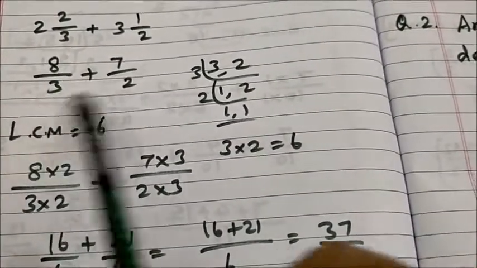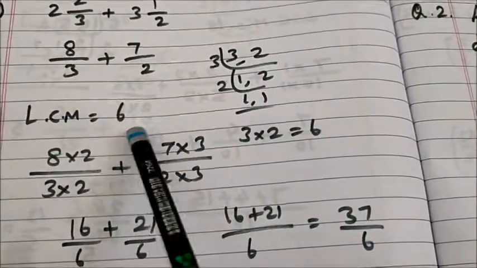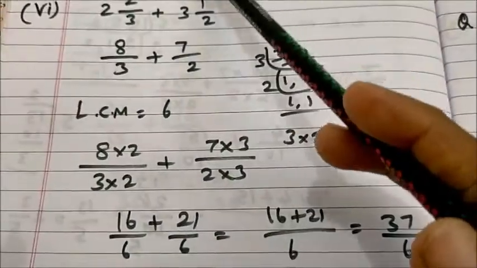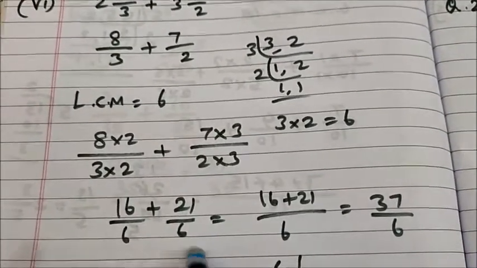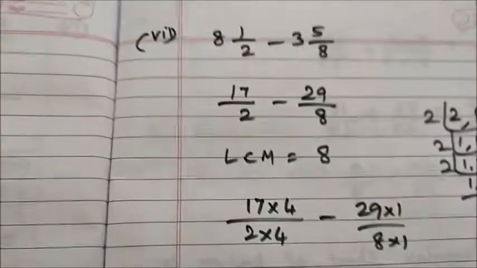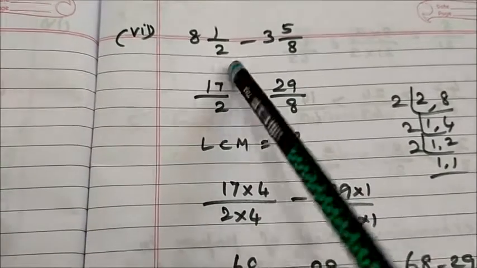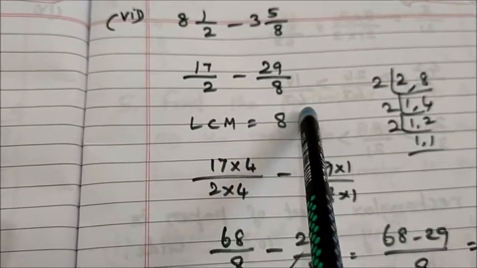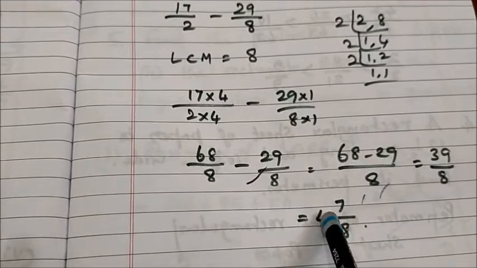Now we take the LCM of 3 and 2. 3 comma 2, LCM is 6, and we change the denominators to 6. I have already told you about this. Then we get equal denominators of 6, then add and change into a mixed fraction. The next sum is again like the sixth sum. Here change the mixed fractions into fractions, take the LCM and then subtract like this.